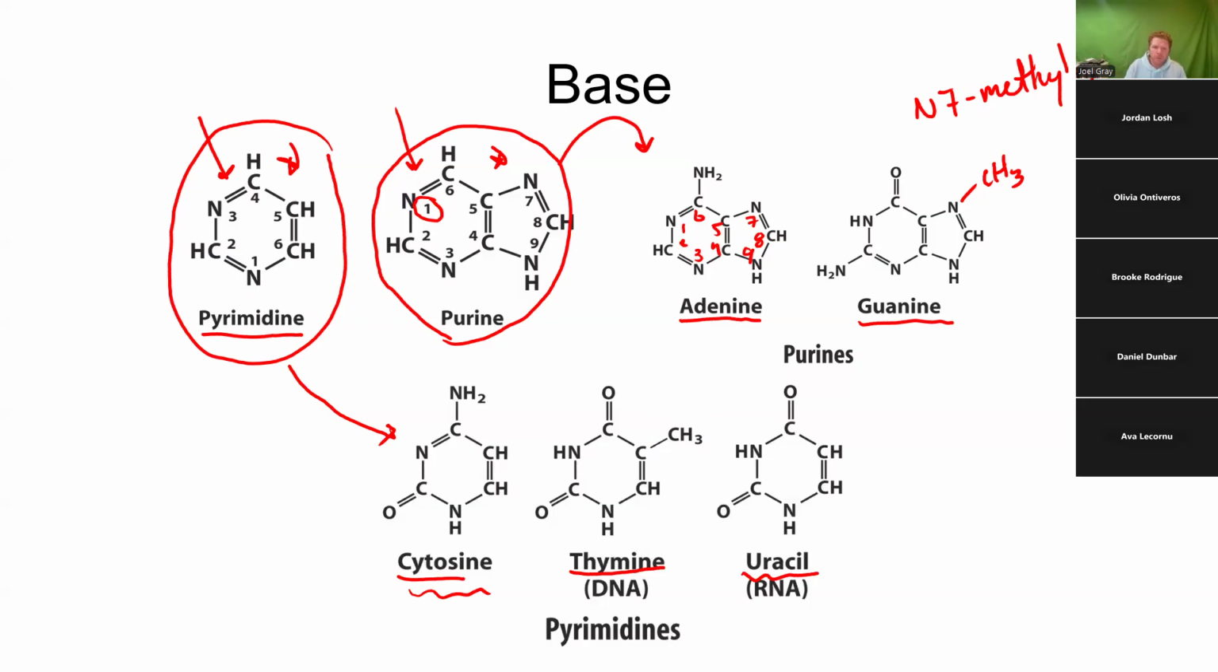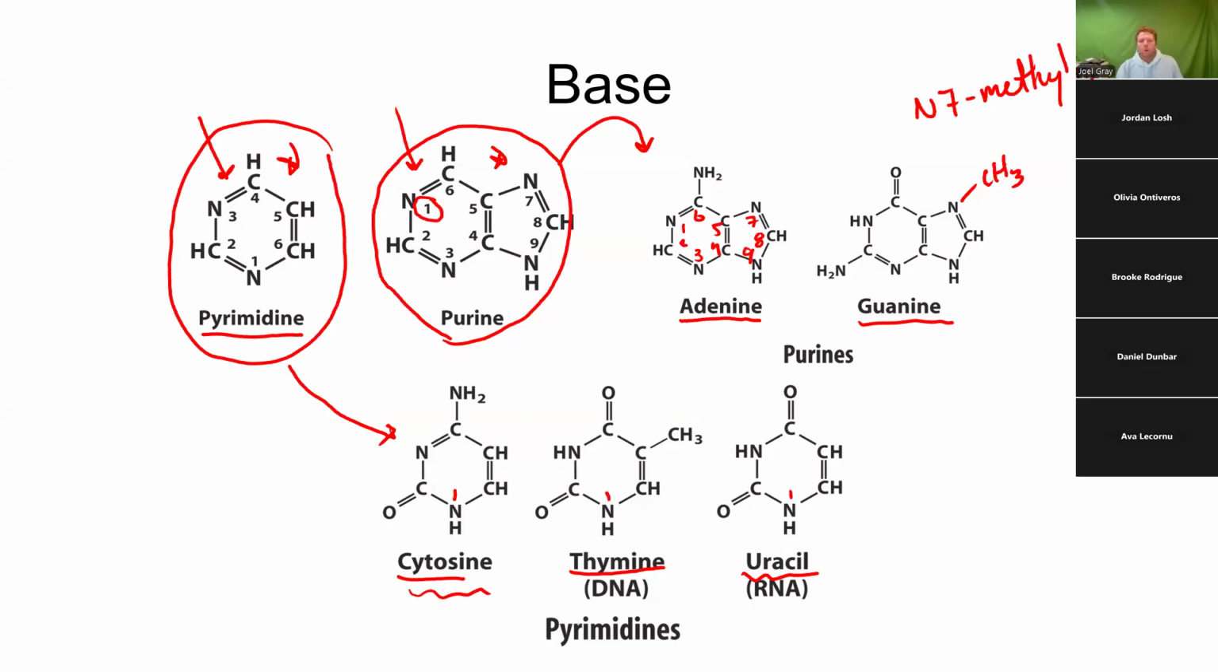Your pyrimidines are also fairly simple. They don't have a lot of modifications. The numbering all starts at this nitrogen 1 position. Again, 1, 2, 3, 4, 5, 6. That's how you number the atoms within a pyrimidine ring. We're not looking at 1 prime or 2 prime or anything like that.